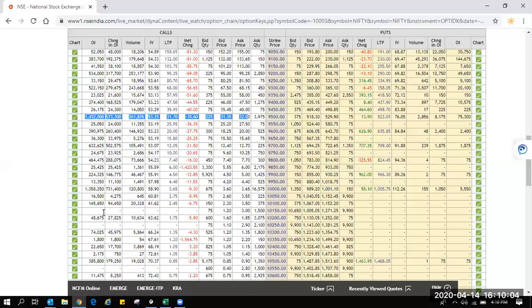Yeah, so that is called the first level of resistance. Now we can see which is the next. Next is 10,000. So this is called the second level of resistance. That means people don't expect Nifty to go beyond 10,000.